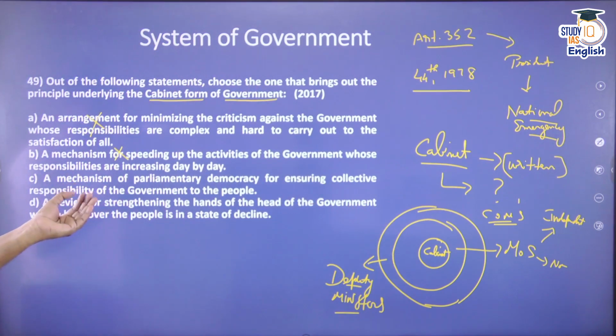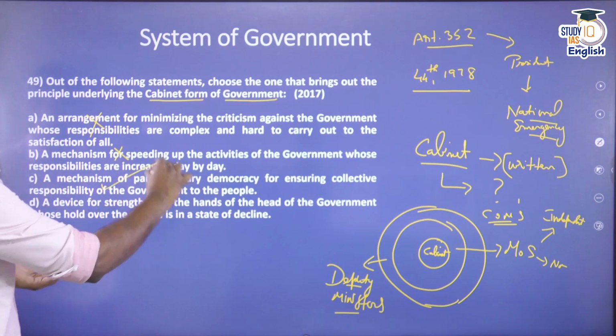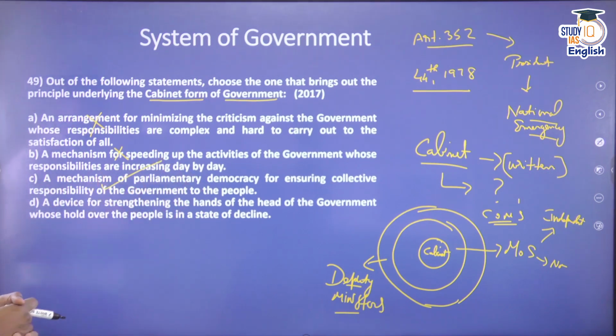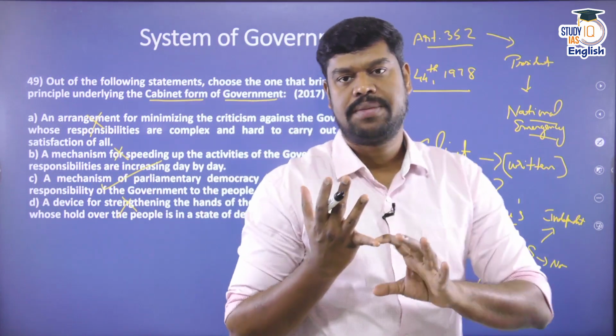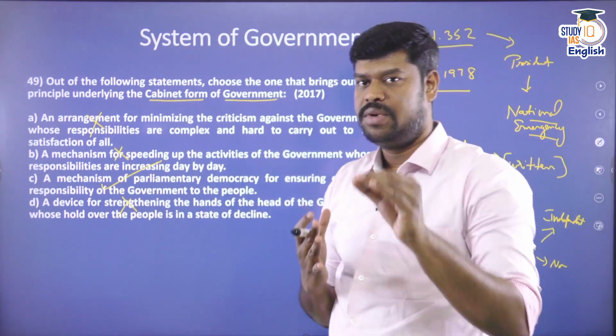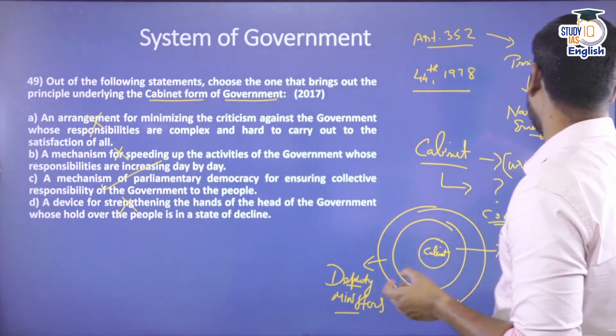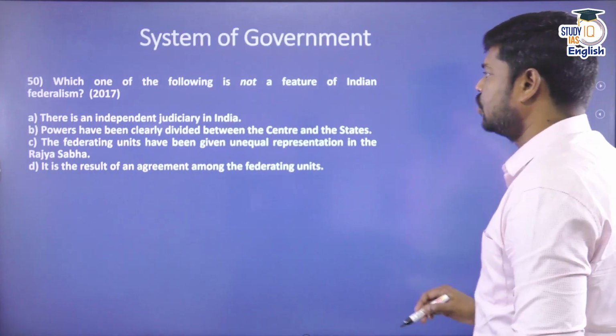A mechanism of parliamentary democracy for ensuring collective responsibility of the government to the people. So this is true. It is for the collective responsibility. A device for strengthening the hands of the head of the government whose hold over the people is in decline. So this is also not true. So the answer is option C. So try to understand the concepts like parliamentary democracy, the cabinet government. So all these things are very, very relevant. Come to the next question.